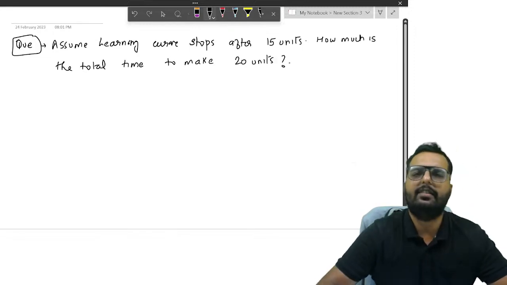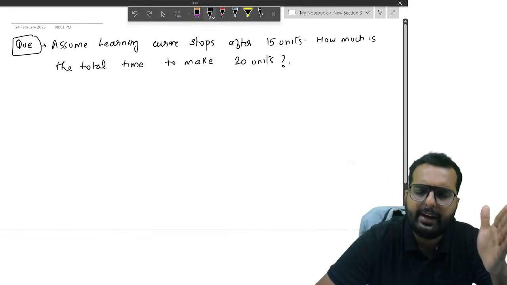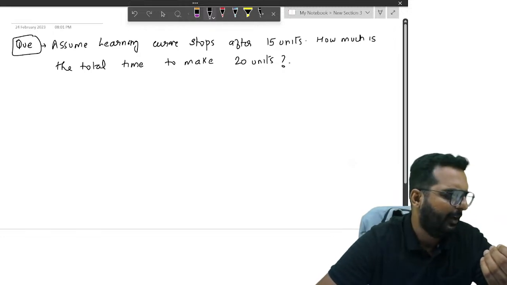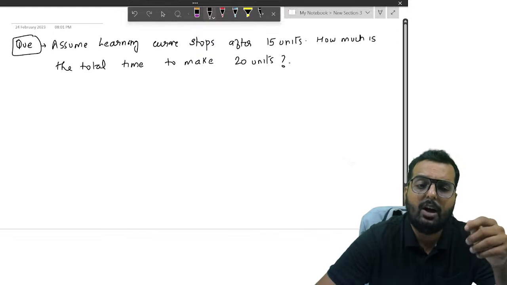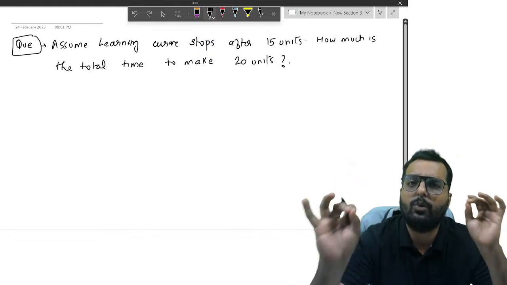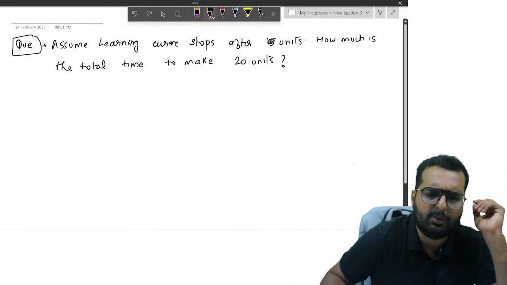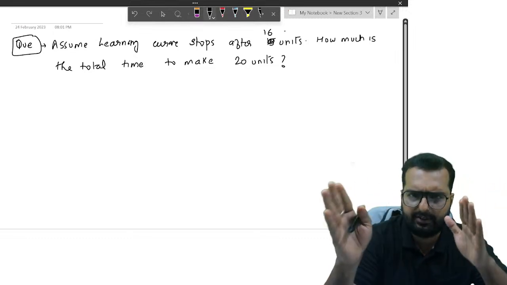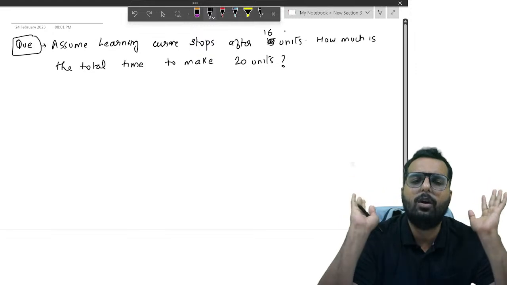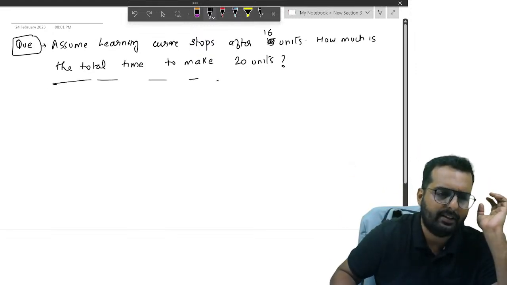So friends, here what they say is that normally every time the units get doubled, the time per unit comes down to 90%. Am I right? But they say now after making 15 units, my learning curve is going to stop. Or maybe I'll make it 16 units. After I make 16 units, my learning curve will stop. Beyond that, there is no more learning curve that is going to happen.